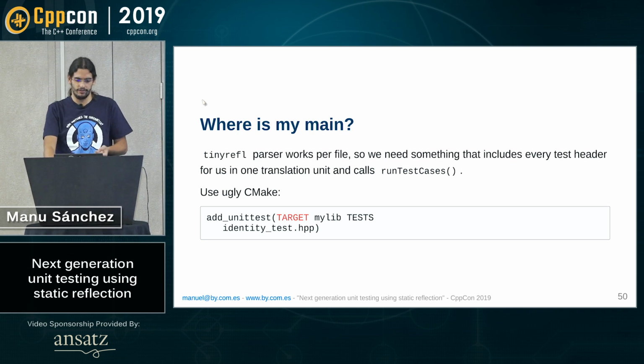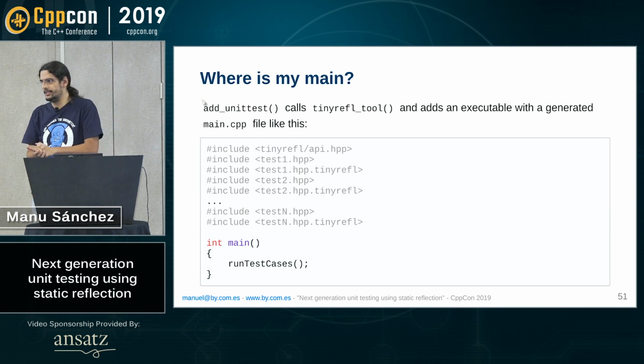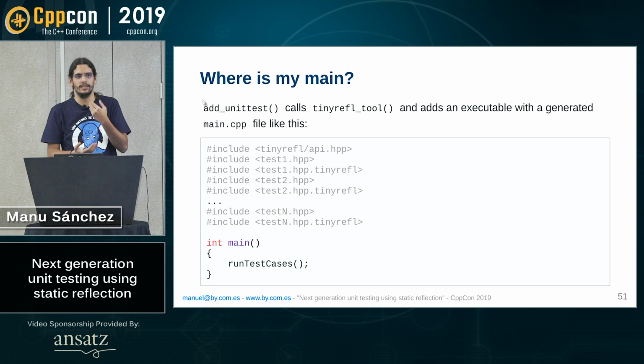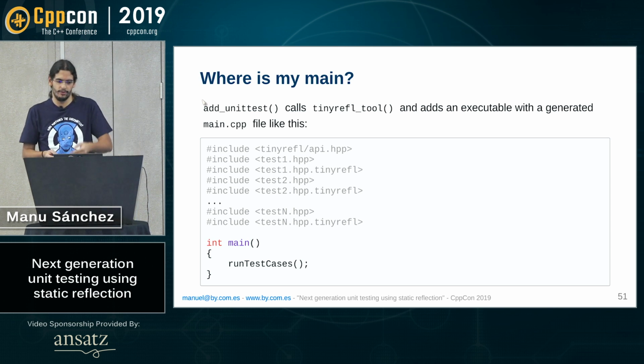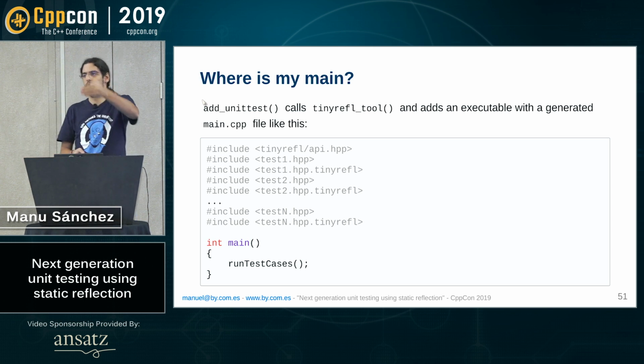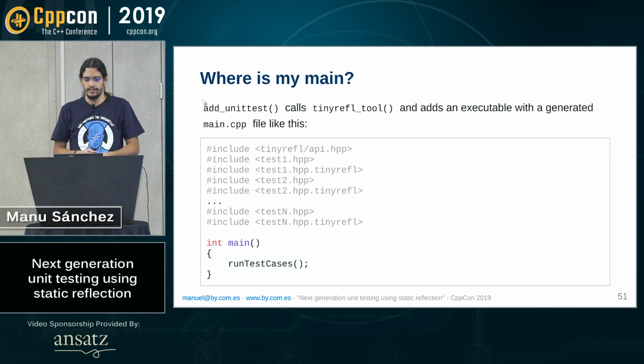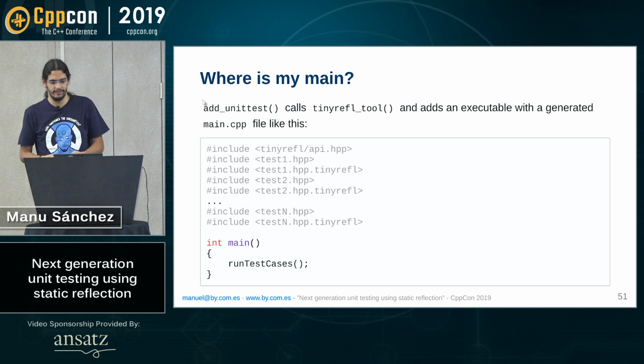This is done through CMake because CMake can do almost whatever. And internally, what it does is just run the tinyrefl tool again to actually register your files for reflection, and then generate a file like this, okay, with all your test headers, with all your test headers metadata files, and finally a simple main function calling the run all test cases function.